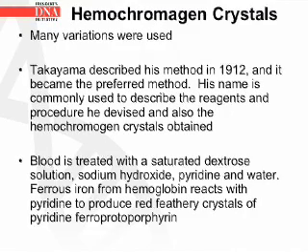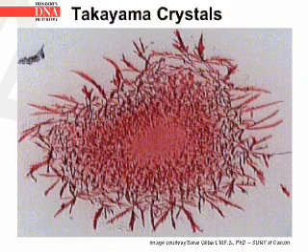Another test for blood is the formation of hemochromogen crystals. There are many variations to this test. Takayama described his method in 1912, and it became the preferred method. His name is commonly used to describe the reagents and procedure he devised, and also the hemochromogen crystals obtained. Blood is treated with a saturated dextrose solution, sodium hydroxide, pyridine, and water. Ferrous iron from hemoglobin reacts with pyridine to produce red feathery crystals of pyridine ferroprotoporphyrin. Here we have a picture showing what Takayama crystals would look like.